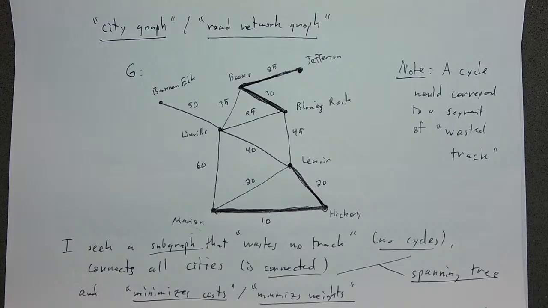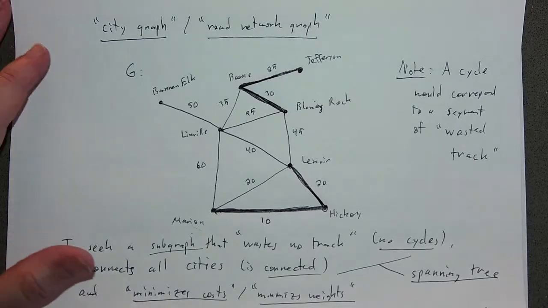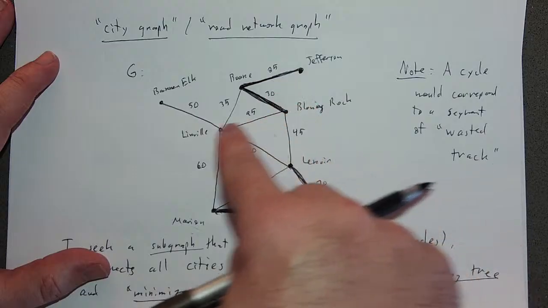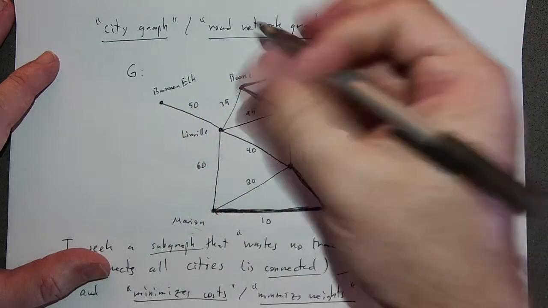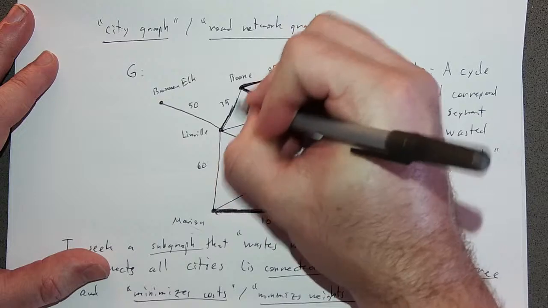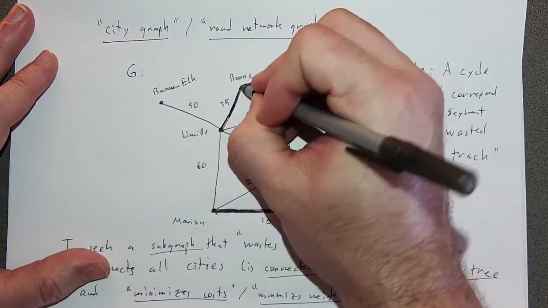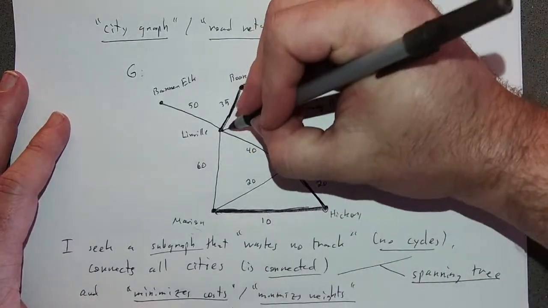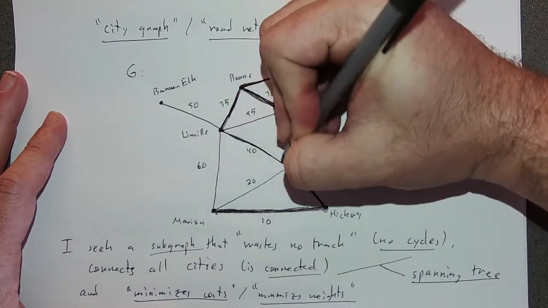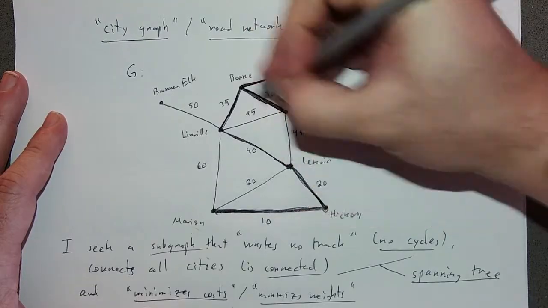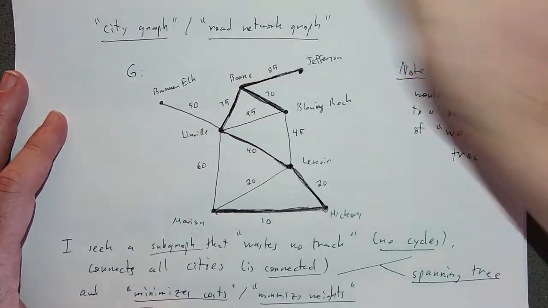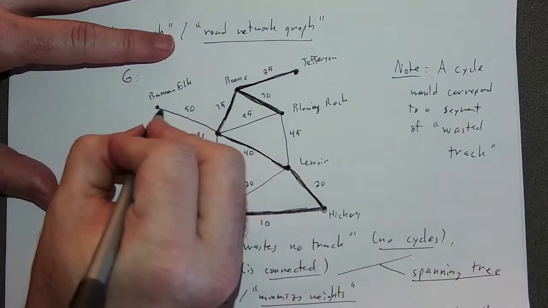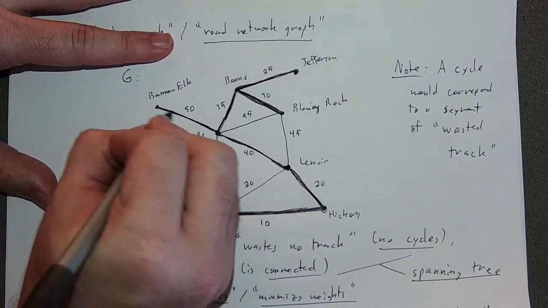Again, still don't have a spanning tree. So I say, okay, well, from the remaining unmarked edges that don't form a cycle, this one is of minimum weight. Okay. Next minimum weight is this one. Still don't have a spanning tree because I missed this vertex, and so the last edge to be marked is this one.